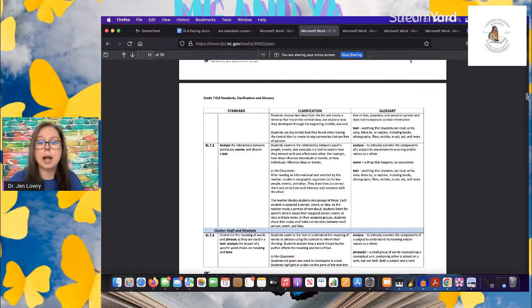You can print them out, you can highlight them, you can keep them in a notebook, you can keep them in a digital portfolio for yourself, just so you can go back and look at some of the clarification in the classroom. What could it look like? Remember about the glossary and words that you'll need, that your students will also need to be able to access these standards, and talk about the standards with your student.